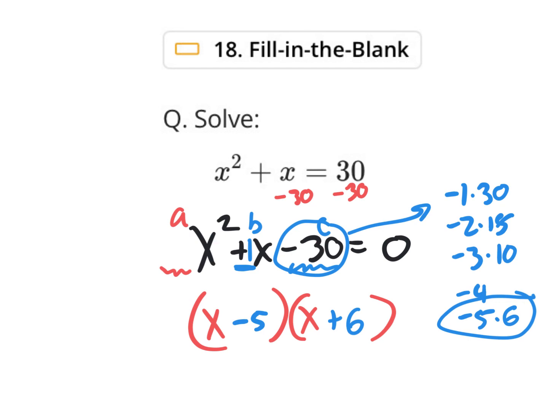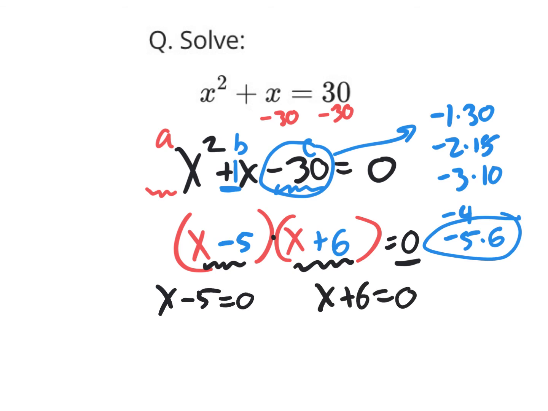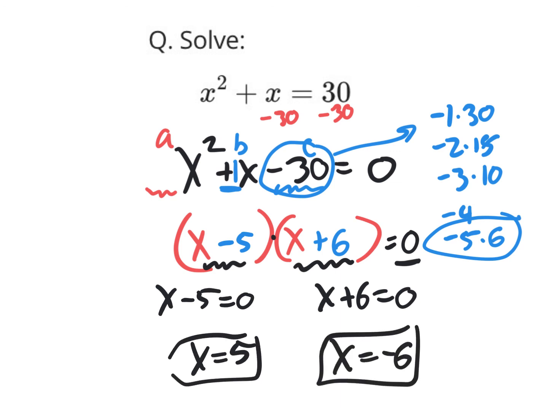So it's still equal to 0. We still need to solve it. When you have something times something else equals 0, we're going to split them and solve them each set equal to 0. So I have a x minus 5 equals 0. I have a x plus 6 equals 0. So what are my two answers? X equals positive 5 and x equals negative 6. Those are the two answers to this problem.